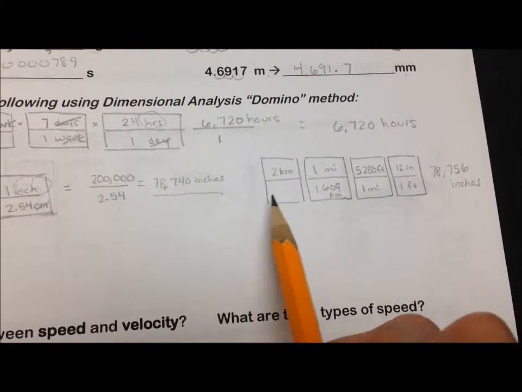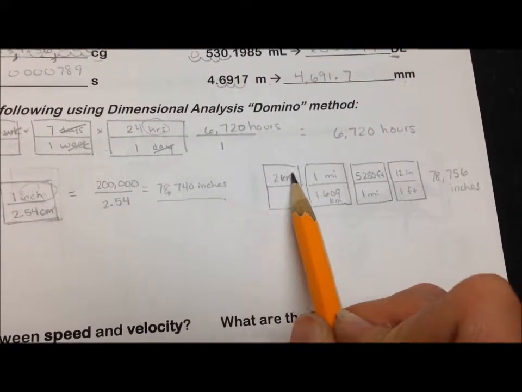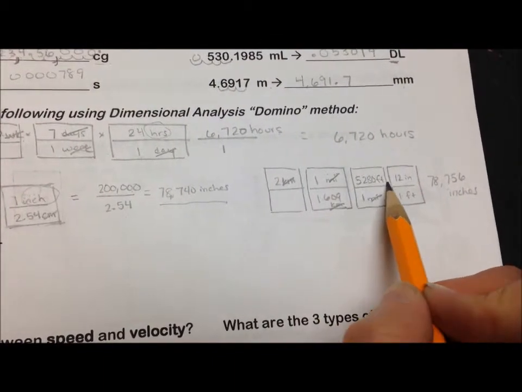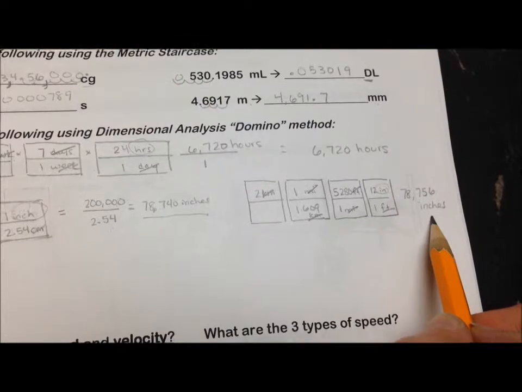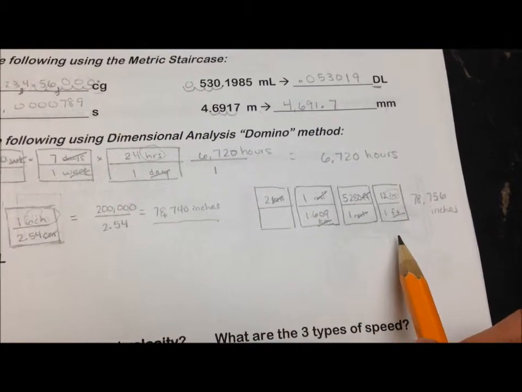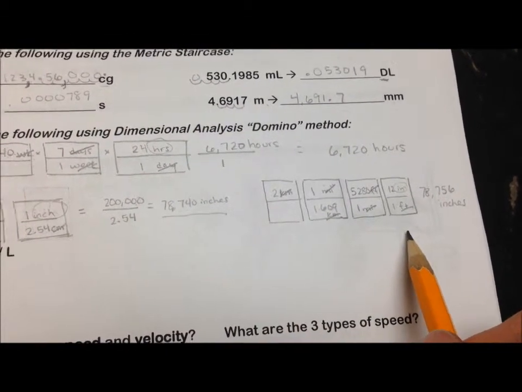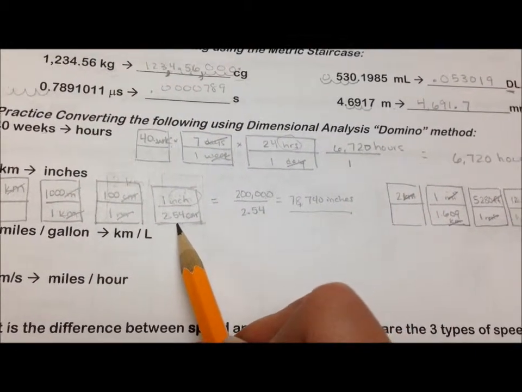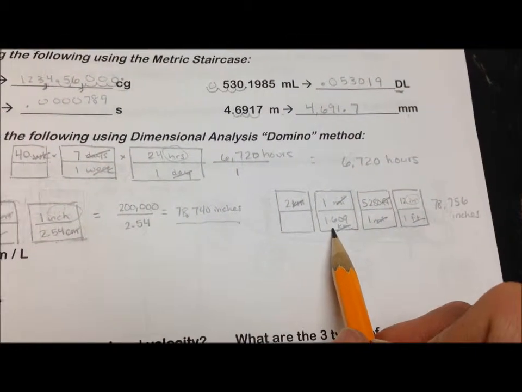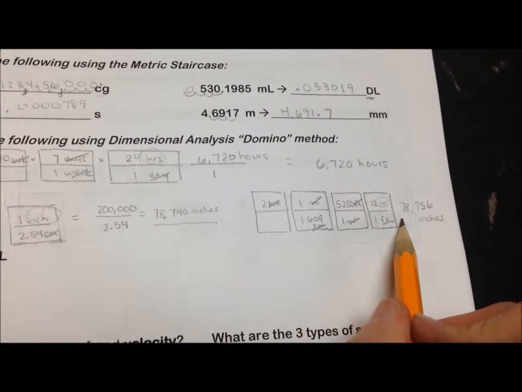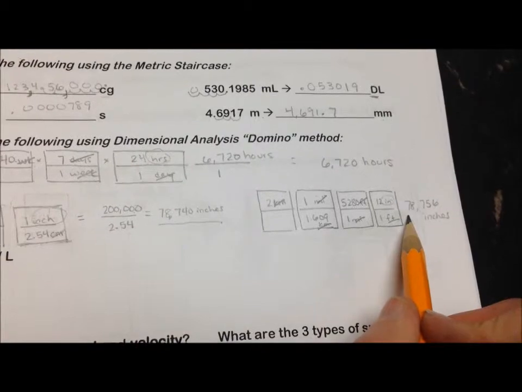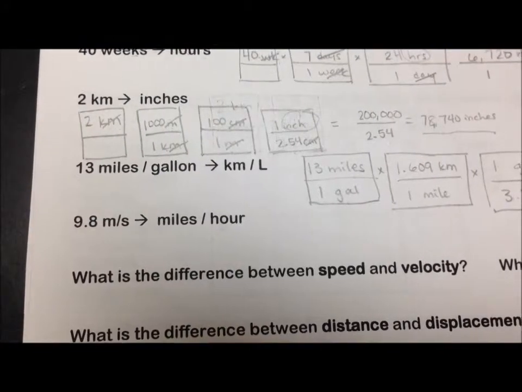You could also do it this way. Kilometers to miles. Cancel out the kilometers. I'm left with miles. Cancel out the miles to get to feet. Cancel out the feet to get to inches. And I get about 78,000 inches again. Now, why are these two numbers different? Just because the conversion factors that we have are not perfect. This 2.54, that's a rounded number. 1.609, that's a rounded number. So just a little factor of rounding, but we're still at about 78,700 inches.